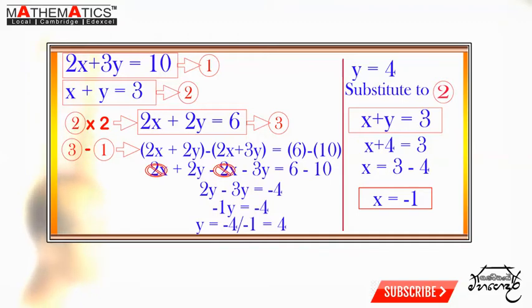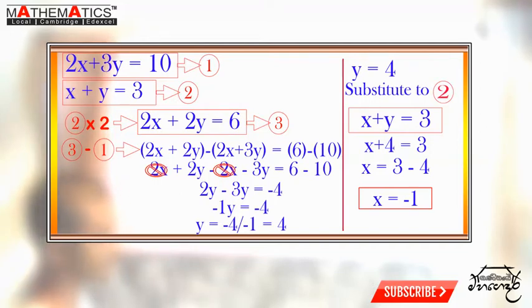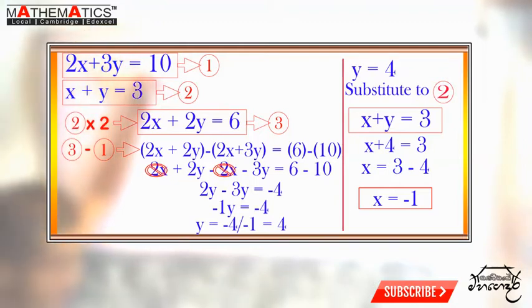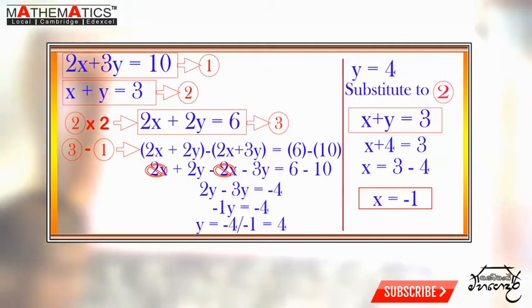After that you can write the next line without the parentheses. Now you can write 2x plus 2y, and after that you have to multiply 2x plus 3y by the minus sign: minus 2x, and minus times positive 3y is minus 3y, equal to 6 minus 10. After that you can cancel the positive 2x with the minus 2x, and the remainder is positive 2y and minus 3y is equal to 6 minus 10. Now 2y minus 3y is equal to minus 4.